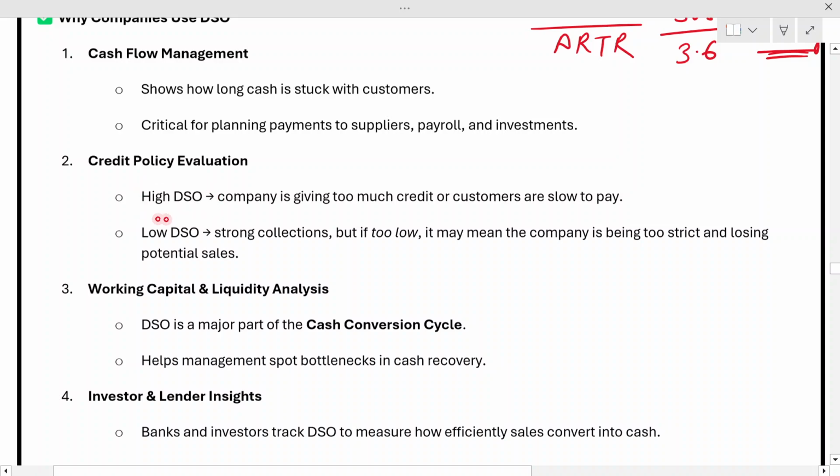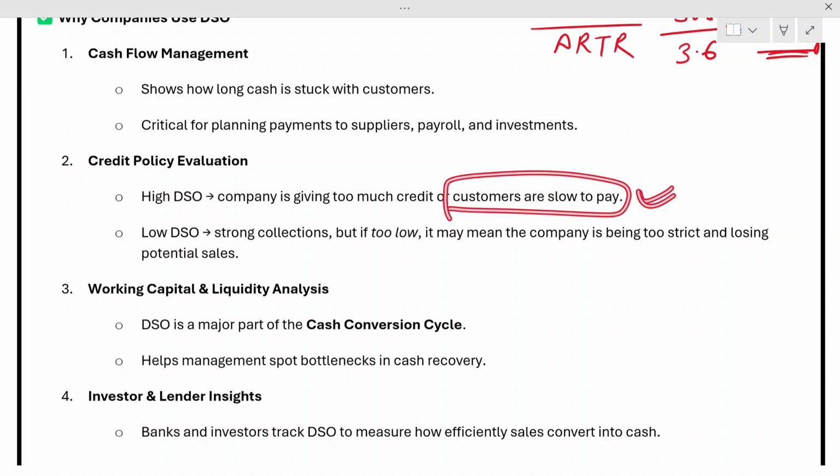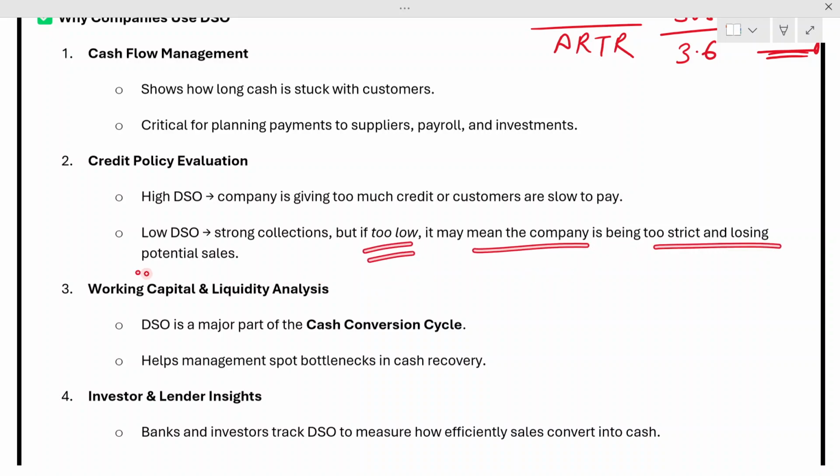If we are having high DSO, meaning people are paying you very late, they are taking 100 days, 150 days, then it means the company is giving too much credit. A lot of money is on credit because a lot of delay is there. So the company needs to see if their customers are paying slow. This also means that if the DSO is low, it means the collections are very fast. But if it's too low, it may mean the company is being too strict and losing potential sales.